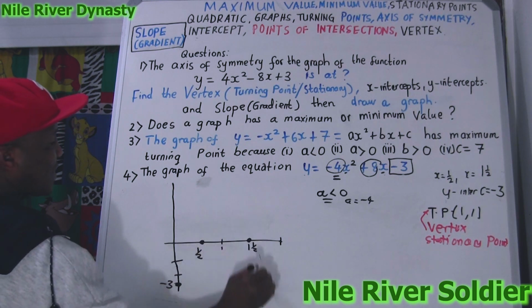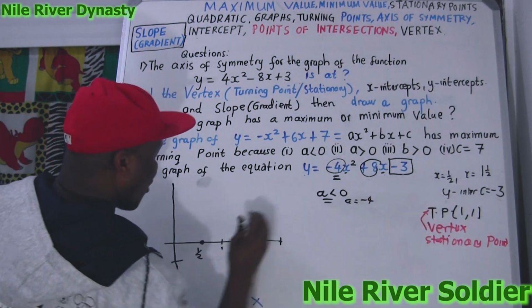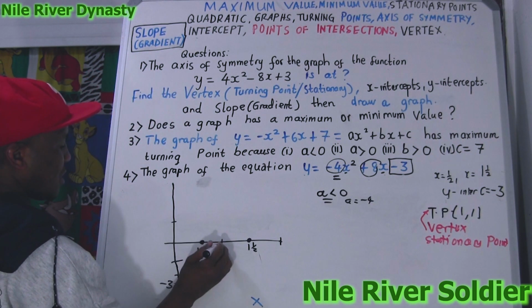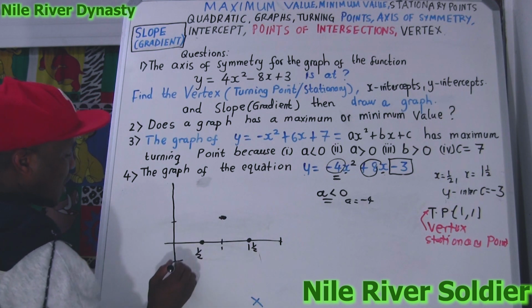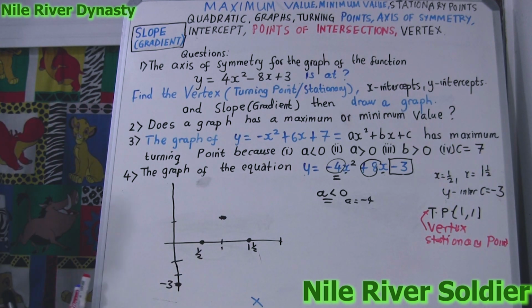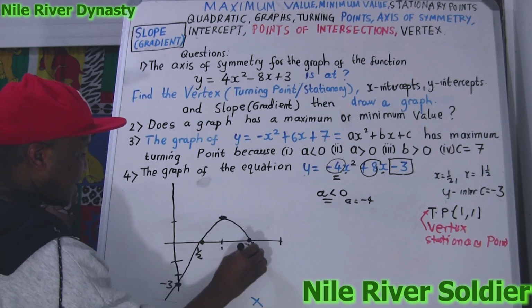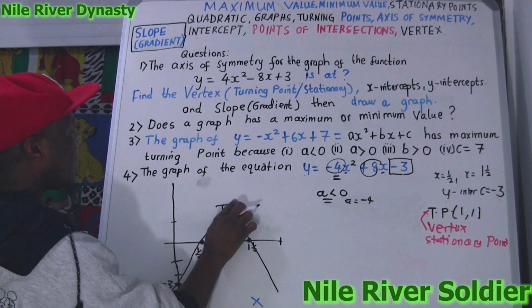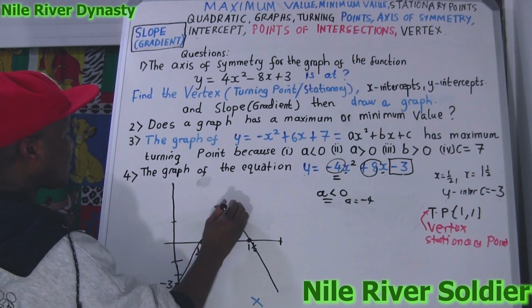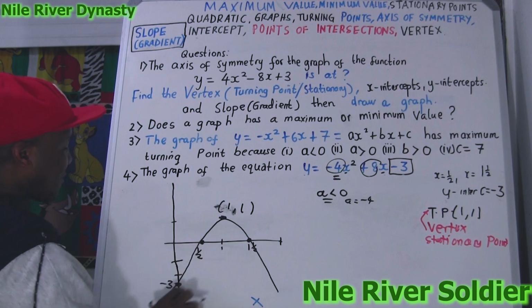So this graph is going to go like this. The turning point is 1, 1, so let's say this is 1 and 1 is somewhere here. We know this graph is going to be concave downward, because A is less than 0. And here it's going to turn at the vertex. So this is the turning point, which is 1, 1, this is 1.5, and this is -3.